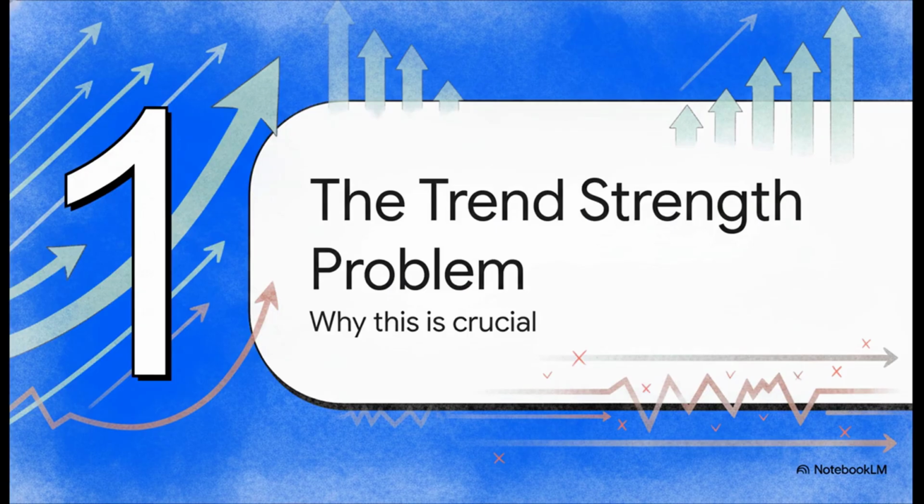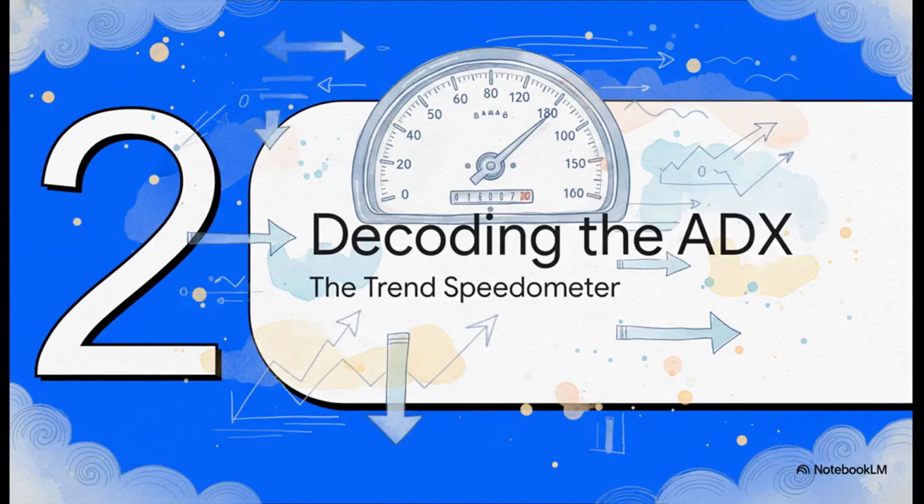I mean, think about it. The biggest profits, they almost always come from riding a strong, established trend. And one of the fastest ways to bleed your account dry? Getting stuck in a weak, sideways market full of frustrating little losses. So let's decode this thing.